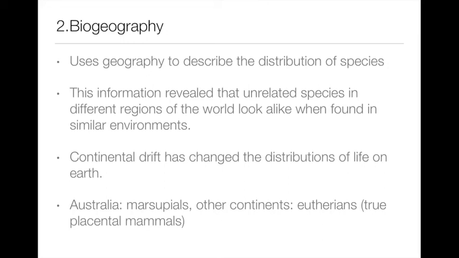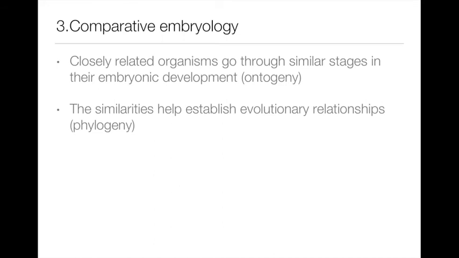Okay, let's move on with comparative embryology. Embryology reveals similar stages in development, which is called ontogeny, among related species. The similarities help establish evolutionary relationships, phylogeny. Now, gill slits and tails are found in fish, chicken, pig, and human embryos.